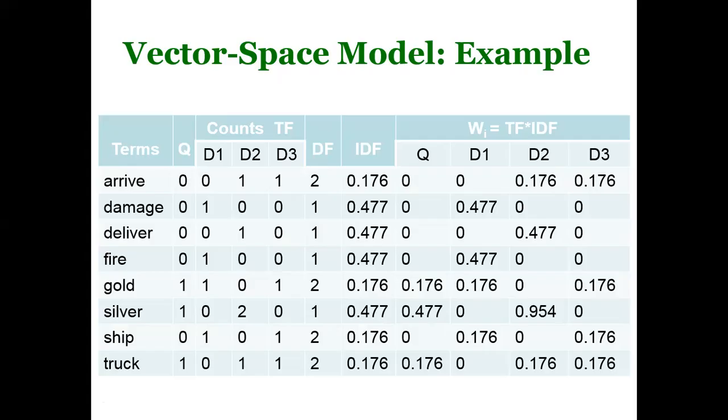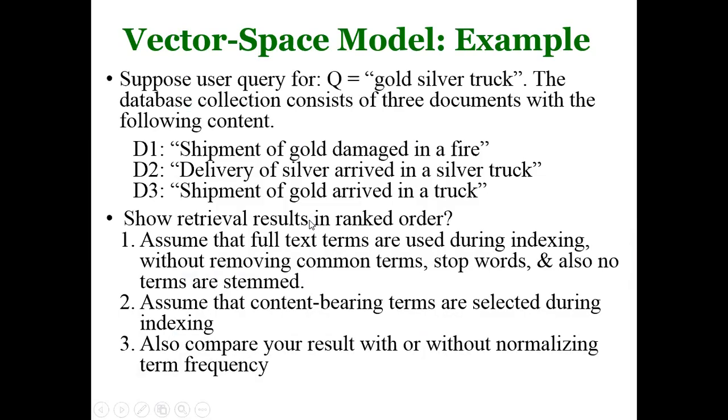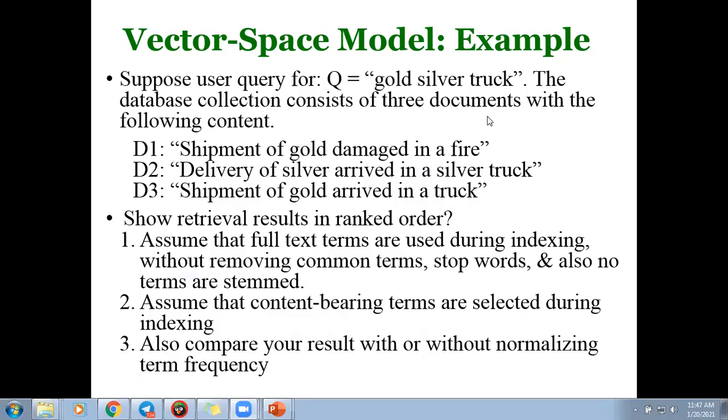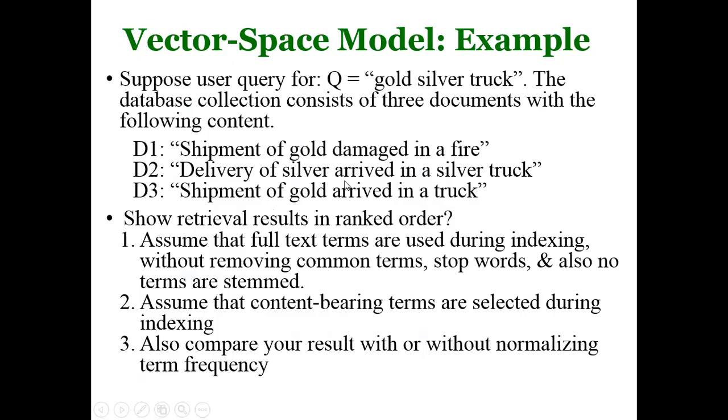Then after calculating the term frequency of every term in the given query and the documents, we have to also calculate document frequency. How many documents are containing arrive? How many documents are containing damage? How many documents are containing arrive? Arrive is available in 2 documents. So document frequency is 2 for arrive.